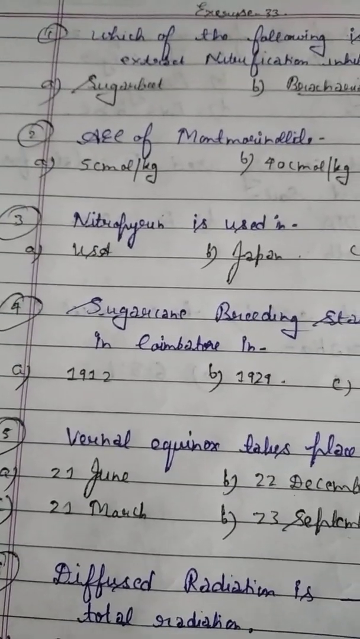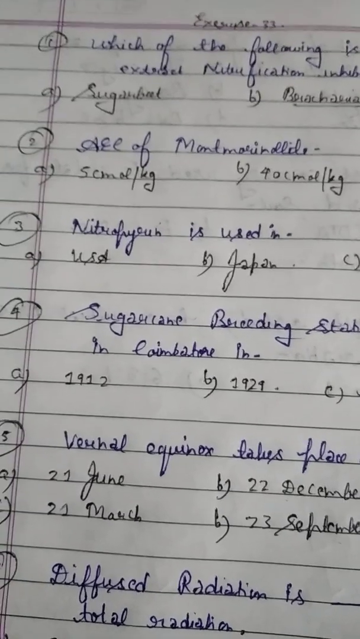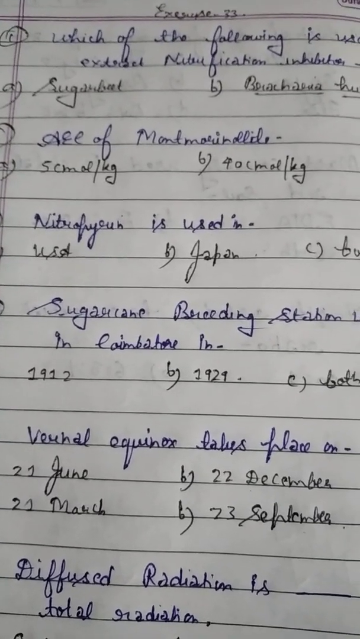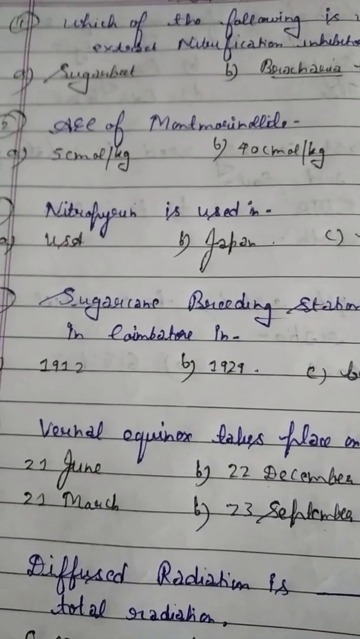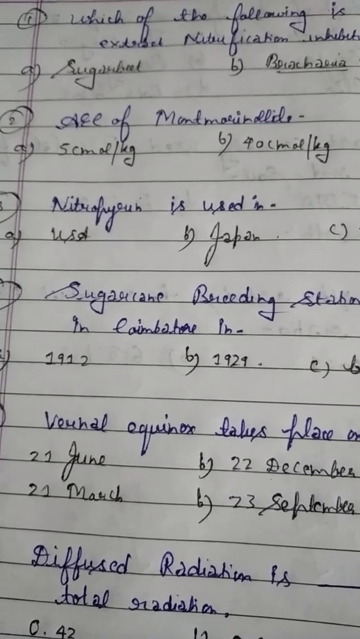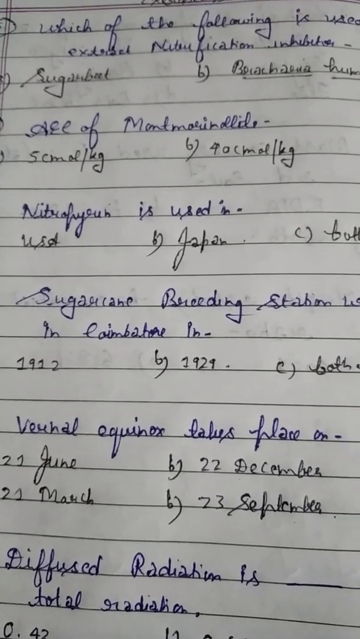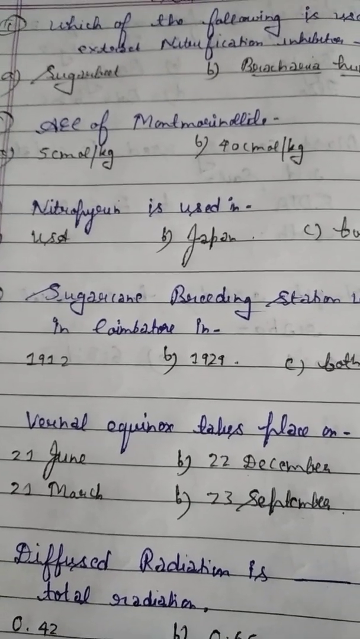And students, question number 2, you see anion exchange capacity of montmorillonite. Option A, 5 centimole per kg. Option B, 40 centimole per kg. So student, please remember, anion exchange capacity of montmorillonite is 5 centimole per kg, and option B, 40 centimole per kg, is the anion exchange capacity of kaolinite.